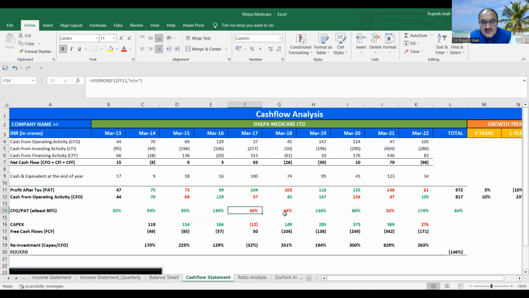But if you see 17, 18 and 21, correct? It is less than 80%. That means this company has some amount of volatility. And when we look at this cash flow from operation, we really have to go deep and see what is the source of cash flow from operation. Is it because profit is high, or is it because they are not paying the creditors, and that is funding the cash flow from operations? If that is the case, then one needs to worry.